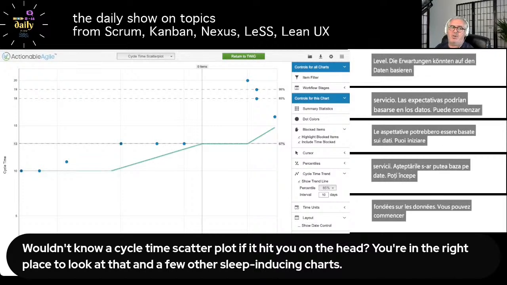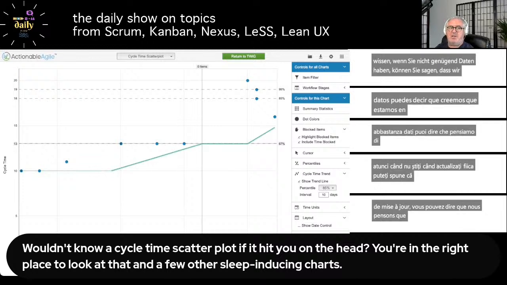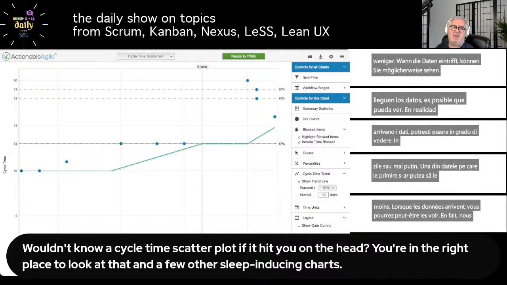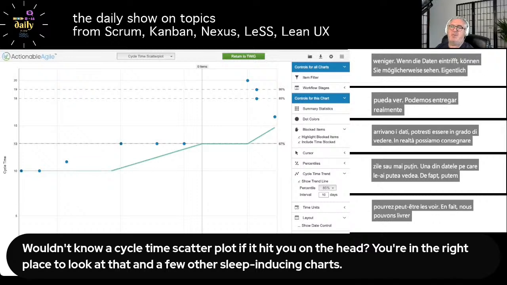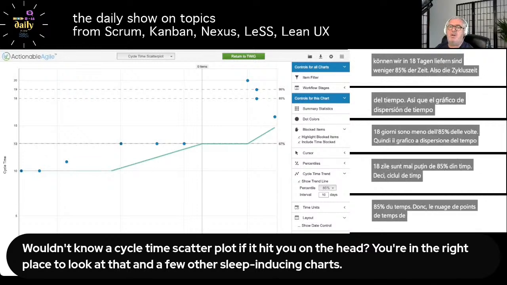When you don't have enough data, you can say, well, we think we deliver in 15 days or less. When the data comes in, you might be able to see that actually we can deliver in 18 days or less, 85% of the time. So the cycle time scatter plot, there's a lot of information you can glean from it.